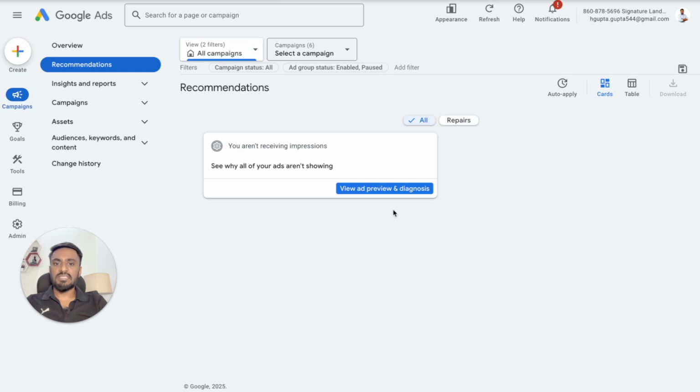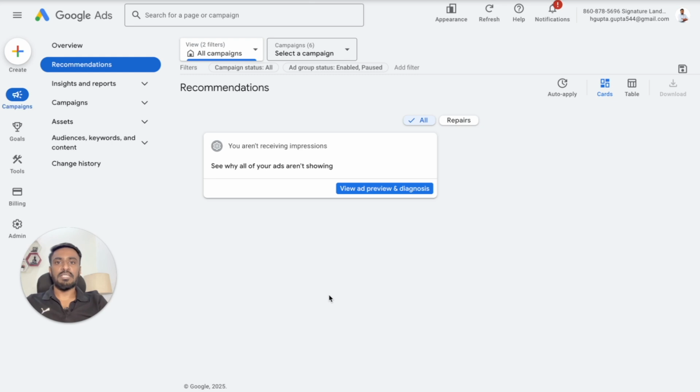Now we move towards the recommendations part. As you can see here, we do not have any recommendations because we have not been running a campaign for a really long time. Once we start running the campaign, we'll start seeing all the data populated over here in terms of recommendations. We'll be able to see all the recommendations given to us by Google.